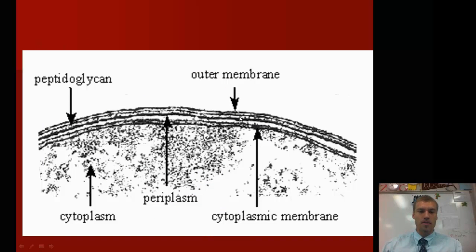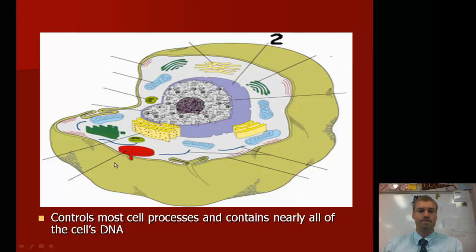So this is what that kind of looks like. So this is the peptidoglycan, and this would be a bacterial cell. So this would be the cell wall right here, and then you've got the cytoplasmic membrane on the inside right here, and then here you've got the cytoplasm.